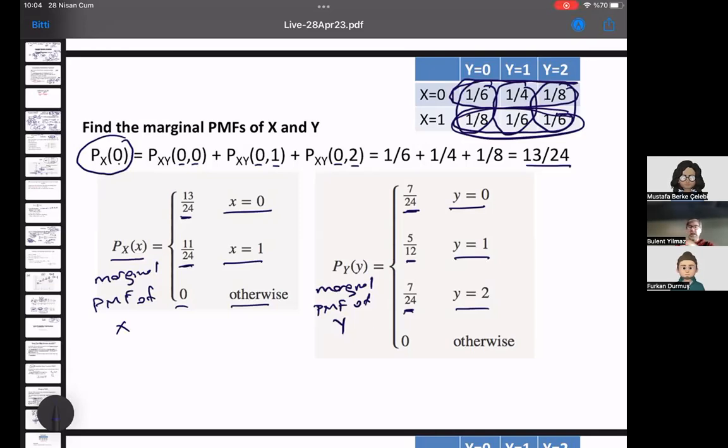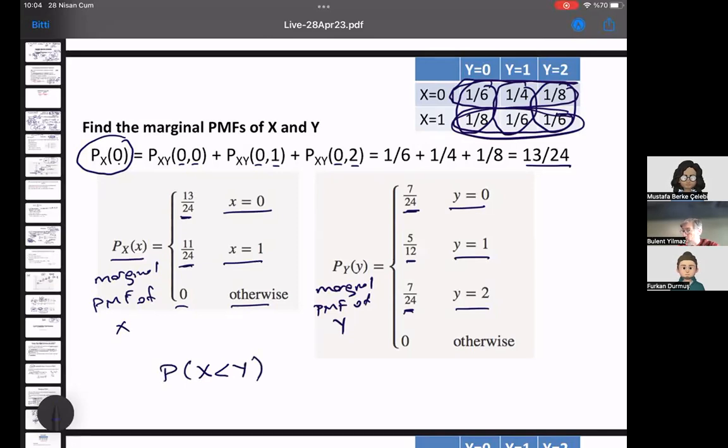Hocam, can I ask something? Sure. Yes, Enes, please. Hocam, in this question, how can I find the probability of, for example, P(X smaller than Y)? P(X smaller than Y), right?